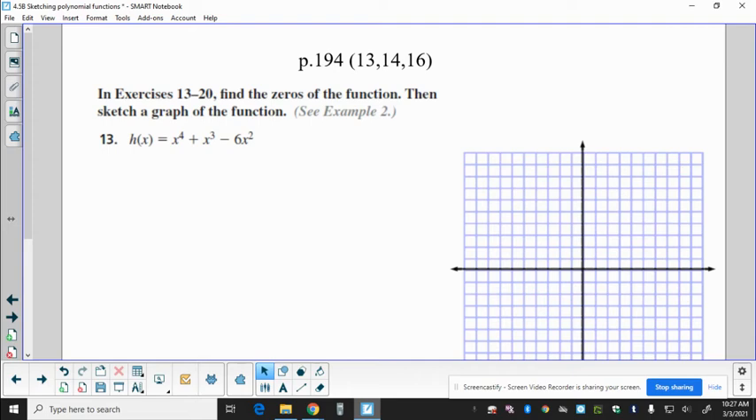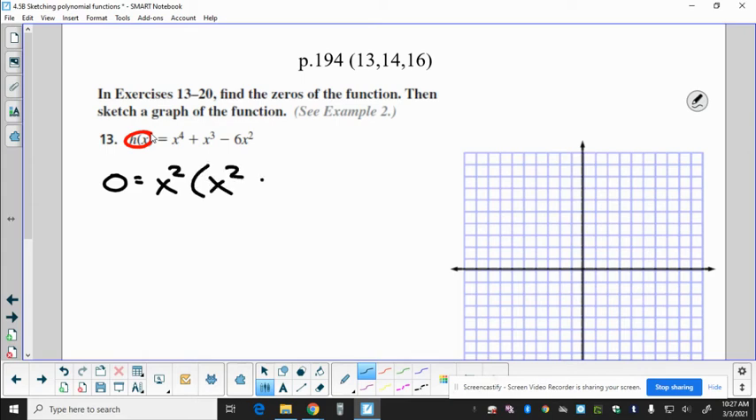So when you look at number 13, we have to find our zeros first, then make a sketch of the graph. So check your papers. There should be a zero in place of your function notation, and you should immediately begin to factor. I would look for your greatest common factor first, which looks to be x squared. So you factor out your x squared, leaving you with x squared plus x minus 6.